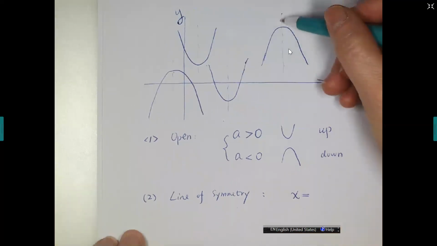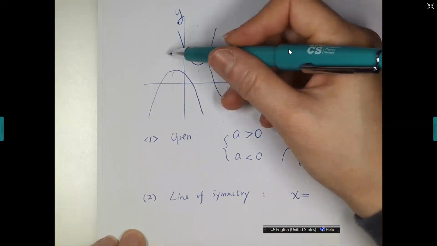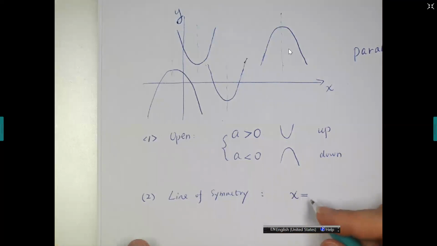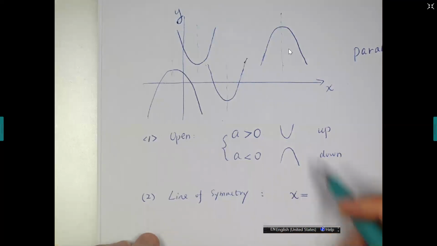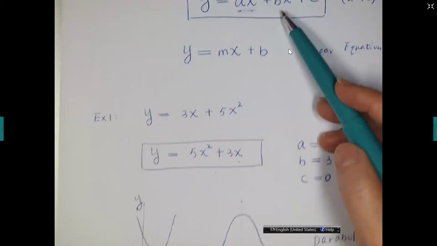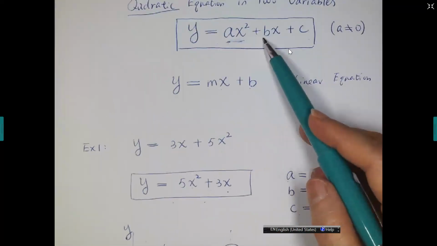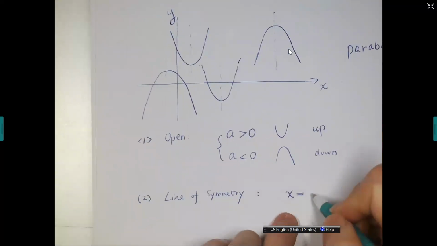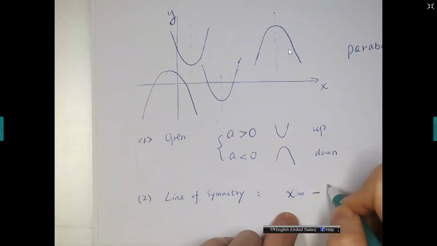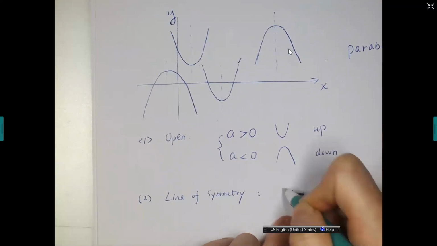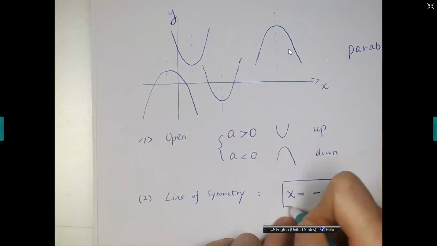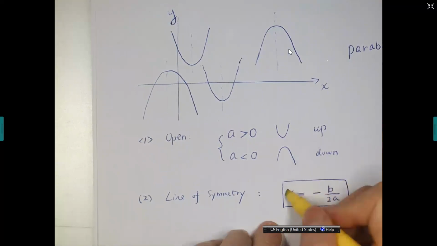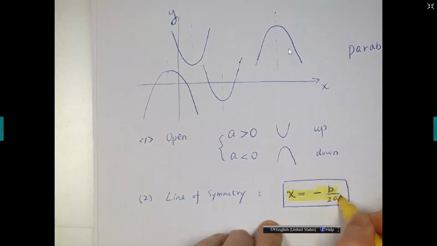So for every single parabola, what is its own line of symmetry? Here comes the formula. X is still determined by the equation itself. Every single equation has its own line of symmetry, and this line of symmetry has the equation x equals negative b over 2a. Okay, I'm going to highlight this. And this is the formula we are going to memorize.